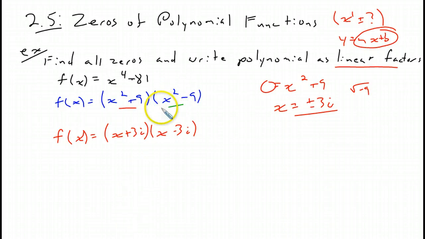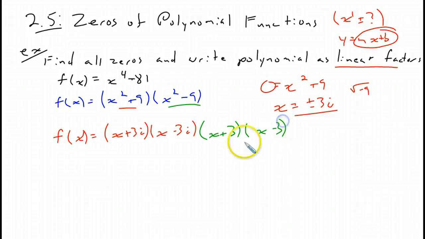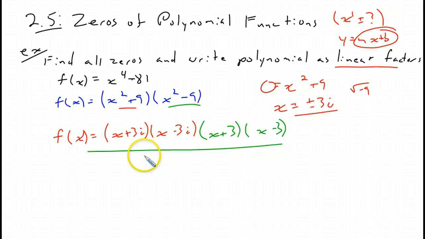And then from this term, that's a difference of squares just like our first term kind of was. We have x plus 3 this time and x minus 3. So there it is. They're all to the first power. So we have it as linear factors.